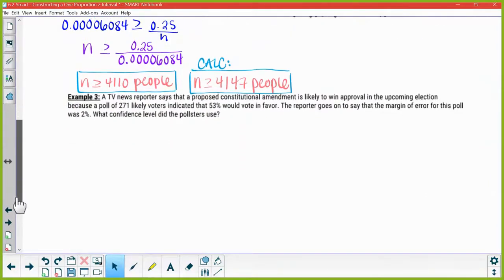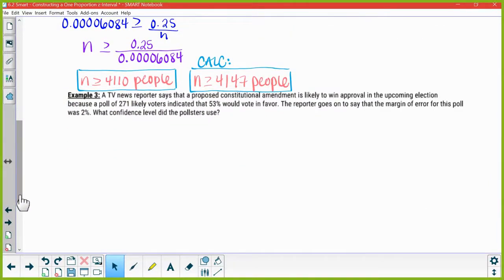Last and final thing, a TV news reporter says that a proposed constitutional amendment is likely to win approval in the upcoming election because a poll of 271 likely voters indicated that 53% would vote in favor. The reporter goes on to say that the margin of error for this poll was 2%. What confidence level did the pollsters use? So this time we know margin of error, we know sample, we know what the p is. We just need to figure out what confidence level they used.